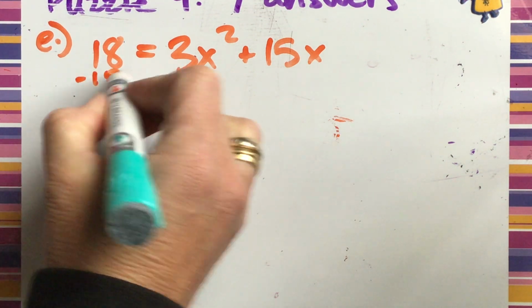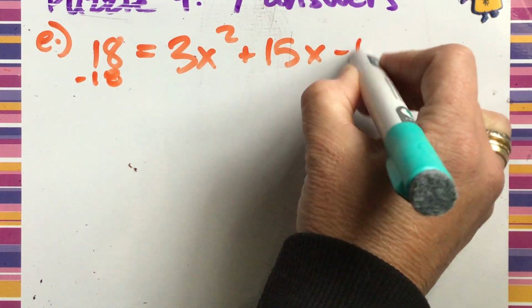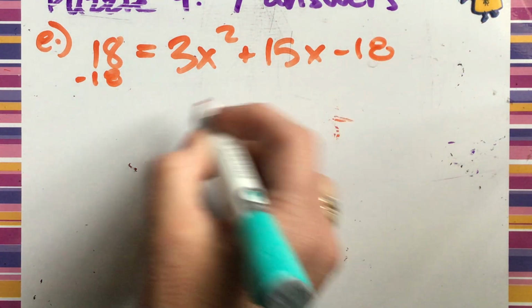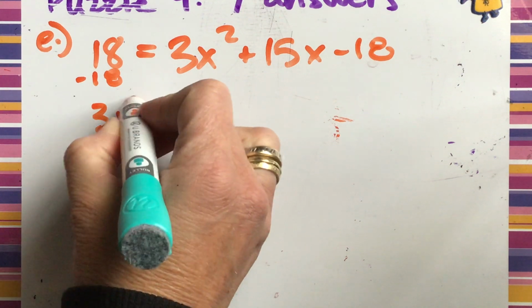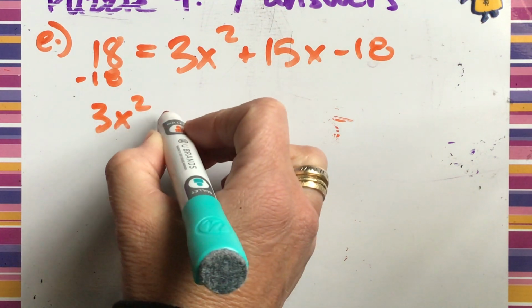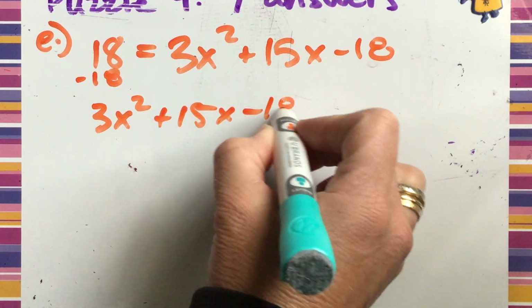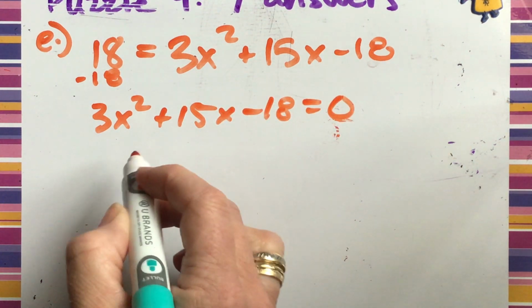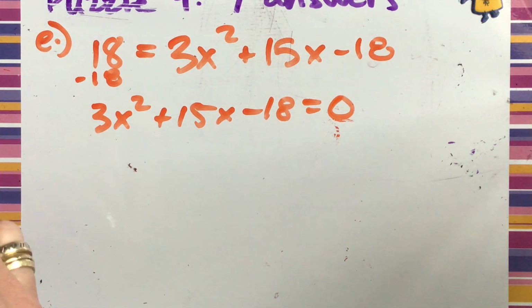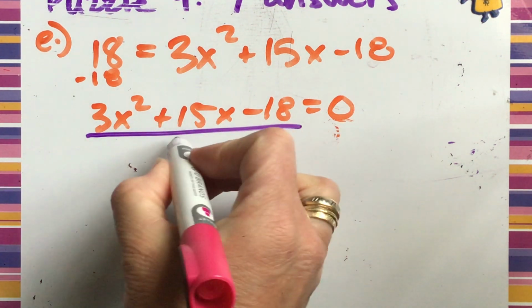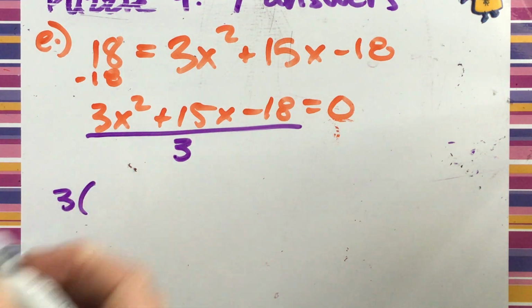Okay, so for E, I am going to write this in standard form. I'm going to subtract 18 from both sides. And then that'll automatically get this into standard form. So I'm going to end up with 3x squared plus 15x minus 18 equals 0. I'm setting it to 0. I'm going to factor out a 3 because I see that 3 goes into all of these.